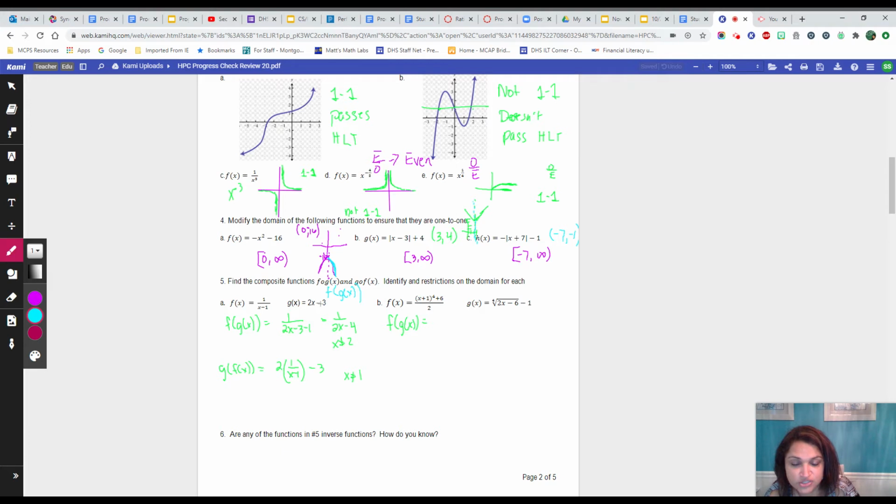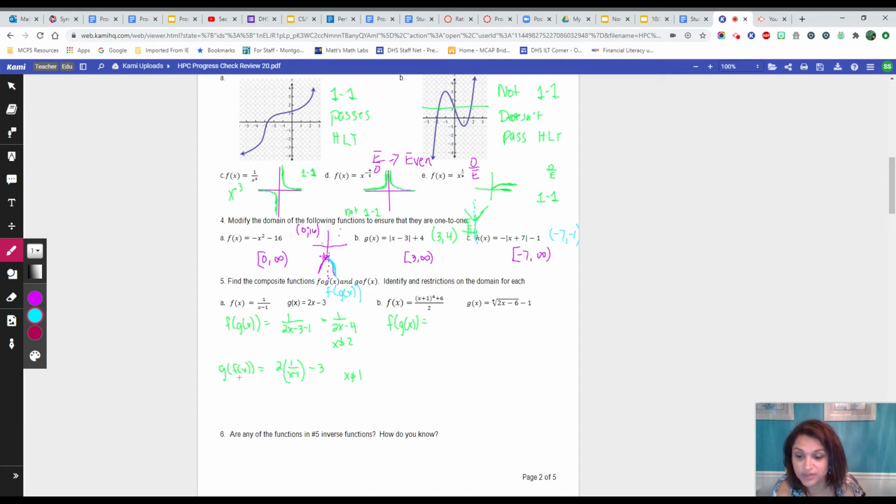Since this is a linear function, it has no restrictions, and I'm putting it into this one first. So I'm going to do f of g of x. I'm going to get 1 over, and plug in the 2x minus 3. So I get 1 over 2x minus 4. Again, your restriction is you don't want any denominator value to equal 0, so x cannot equal 2. When you set this equal to 0, you get x equals 2. So that is the value that it cannot be, because it'll make the function not exist at that value.